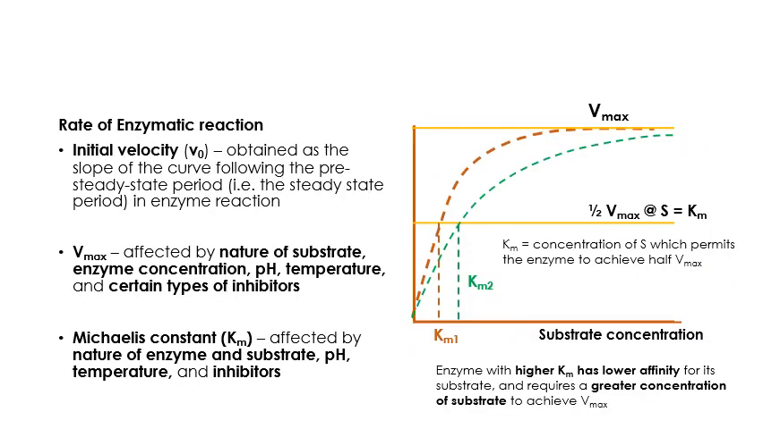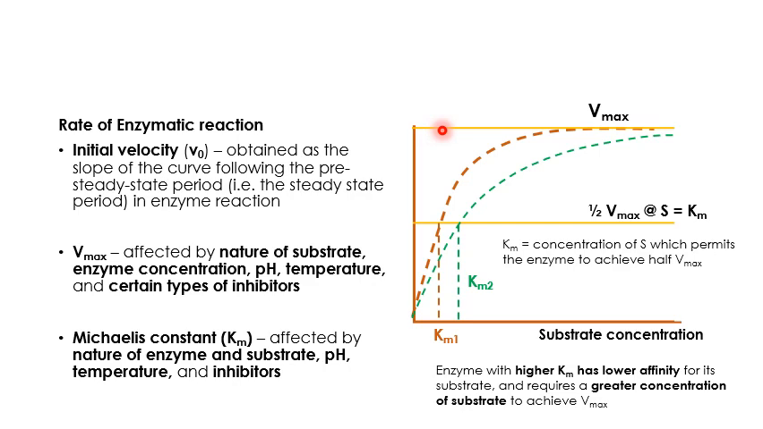So we can actually calculate the rate of enzymatic reaction. For example, we can determine what the initial velocity is. So what is initial velocity? This can be obtained as the slope of the curve, okay, following the pre-steady state period in the enzyme reaction. Okay, and we also need to determine what the maximum velocity, or Vmax, is. So this is the maximum velocity.